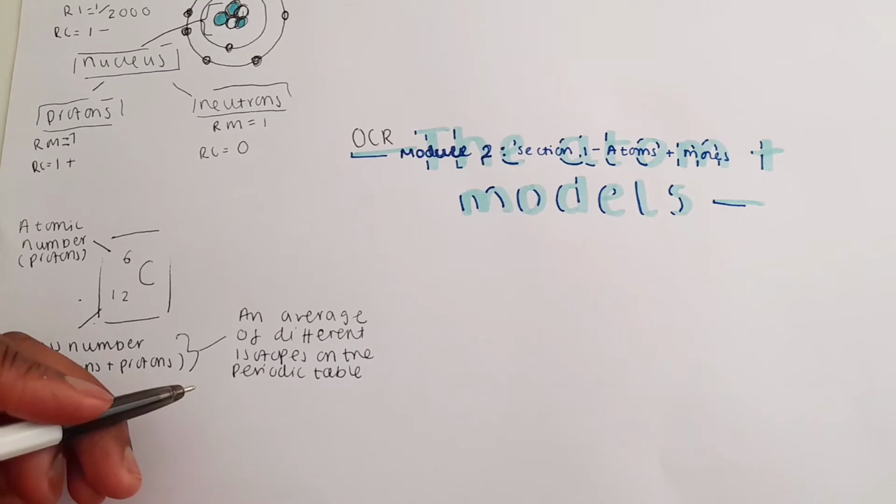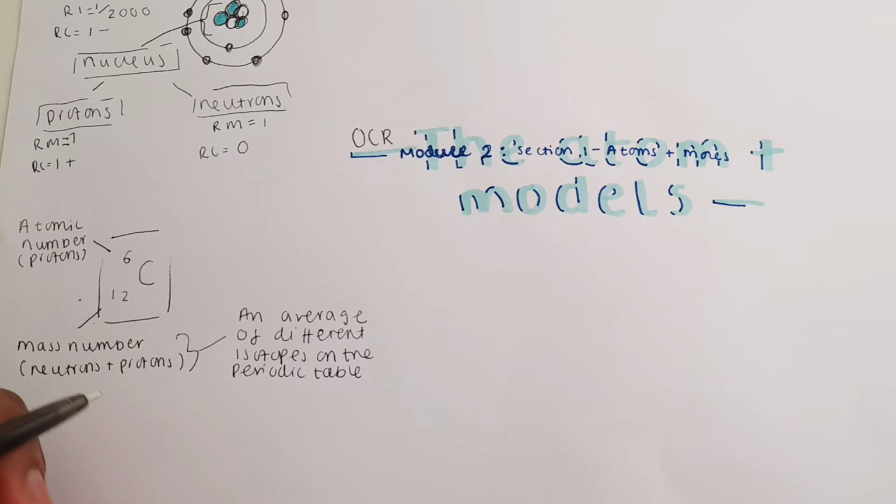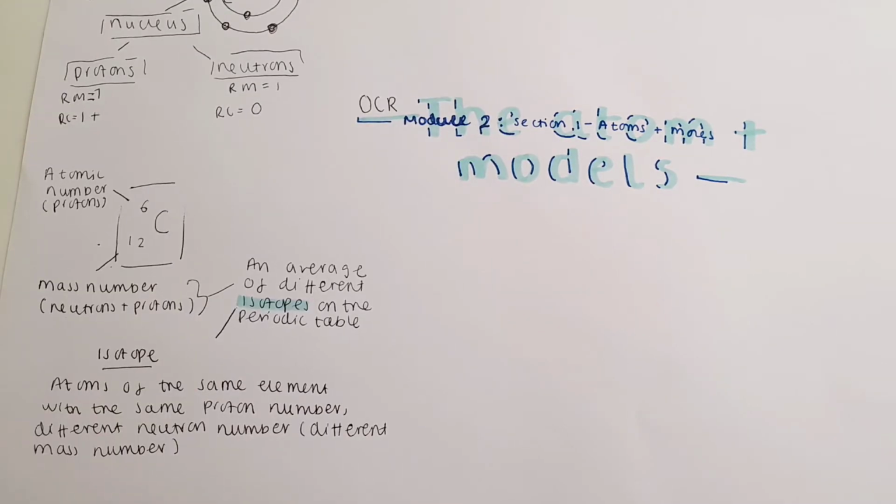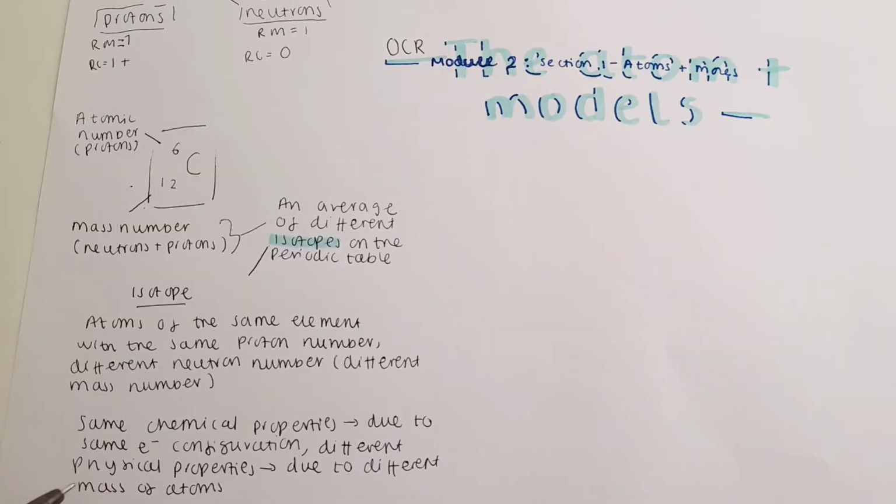What is an isotope? This is one of the key definitions that we need to know. An isotope is atoms of the same element with the same number of protons but different number of neutrons, which means it has a different mass number. Isotopes have the same chemical properties, and this is due to the same electron configuration, but they have different physical properties due to the different masses they have. Just in case you're wondering, this sign just means electrons.